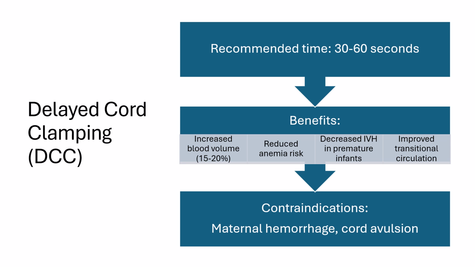Delayed cord clamping is recommended for 30 to 60 seconds after birth. The benefits include increased blood volume by about 15 to 20%, reduced risk of anemia, decreased intraventricular hemorrhage in premature infants, and improved transitional circulation. Contraindications include maternal hemorrhage and cord avulsion.